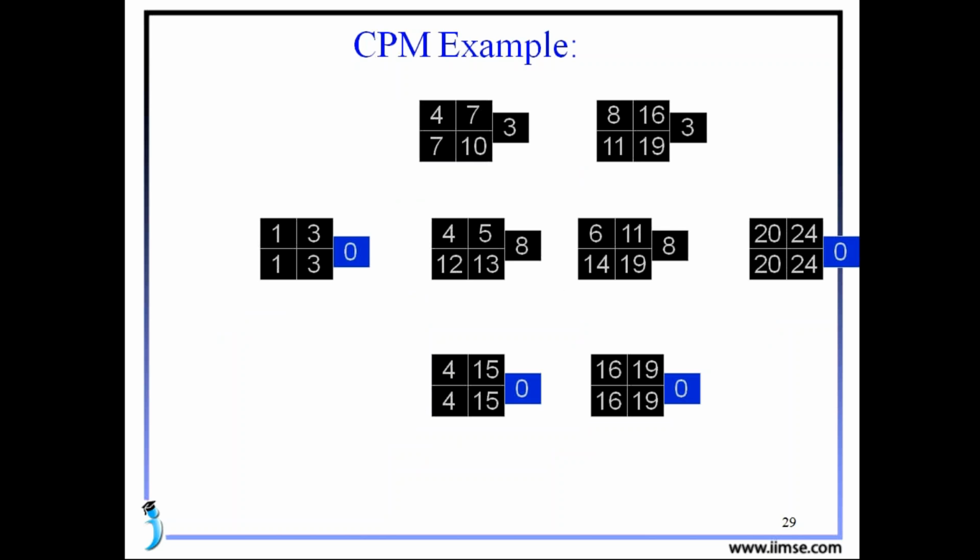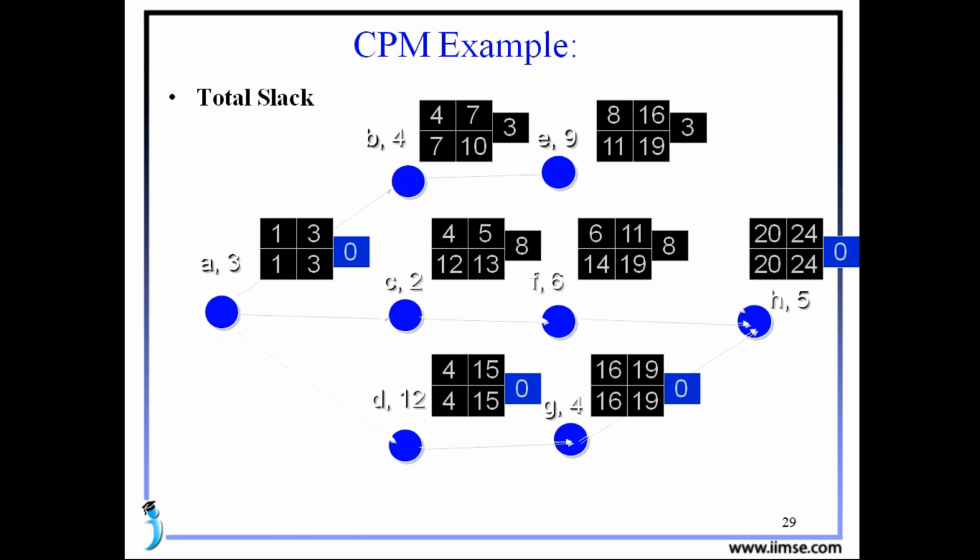See, next I want to find the float. Float means actually the delay duration. For the critical path, the float is 0. Just to see here for A, D, G and H, this is the float 0.